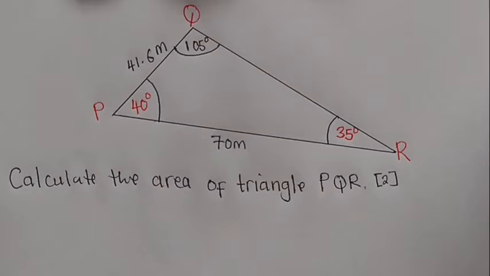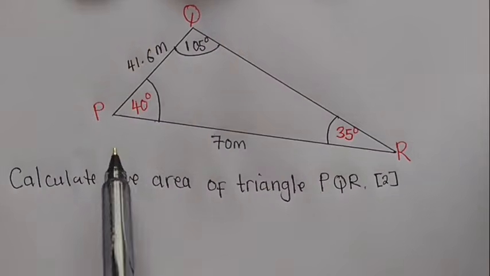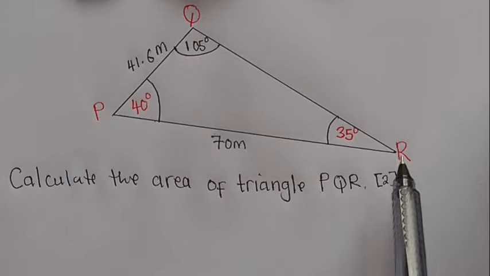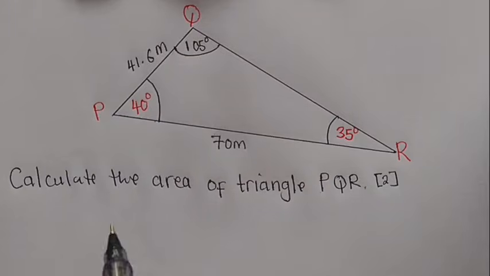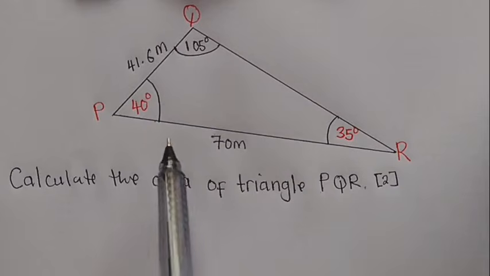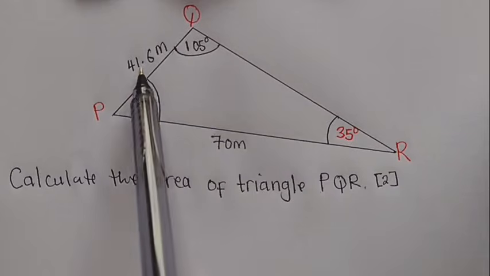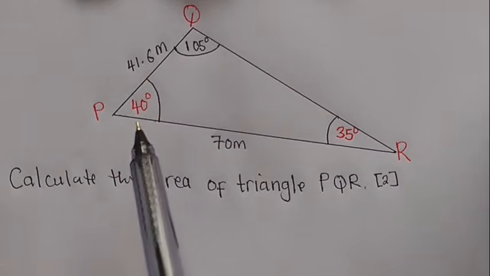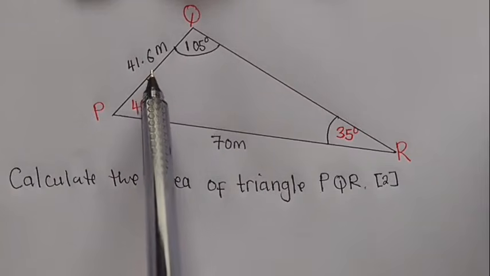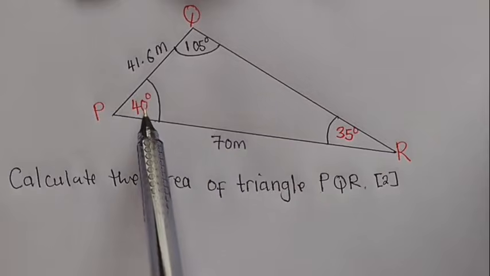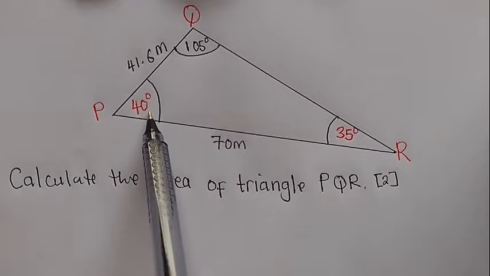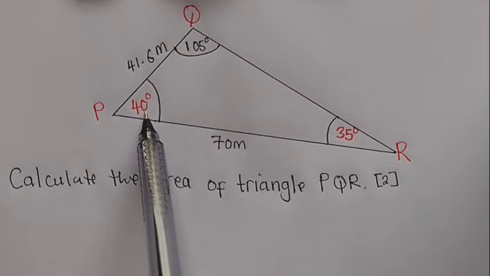Alright, so we've now come to question 2. Question 2 says, calculate the area of triangle PQR. To find the area of this triangle, since we have the two given sides, this side and this side, we are going to use this angle right here. It's the included angle, the one that we found.